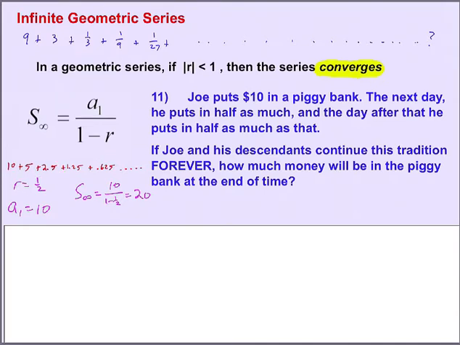And, well, he's most of the way there. Even between then and the end of time, he's only going to get another $2.50. It's a pretty crazy thought.